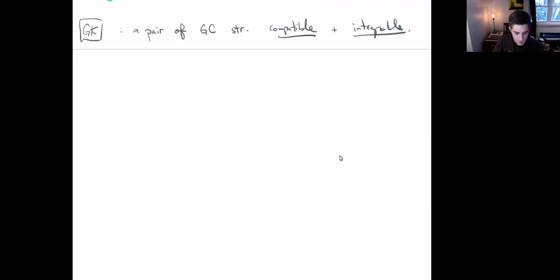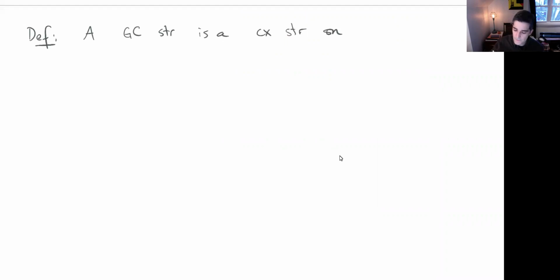Right. So the definition, let me just begin with this. The definition is that a generalized complex structure is a complex structure on this extended tangent bundle, which is T plus T star, the sum of the tangent and cotangent bundles.